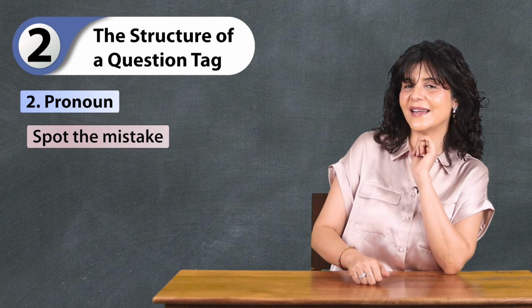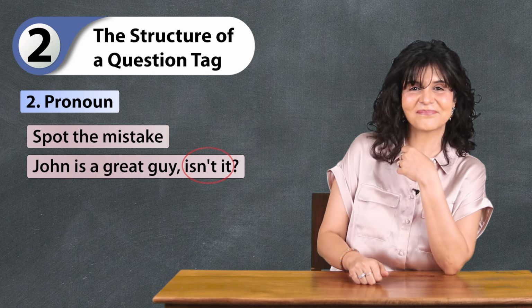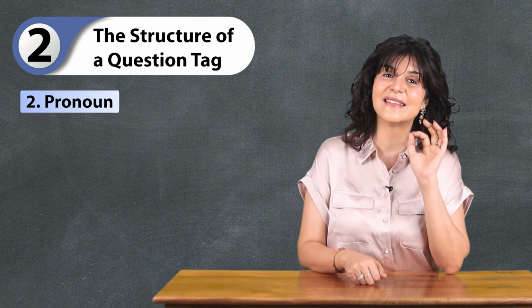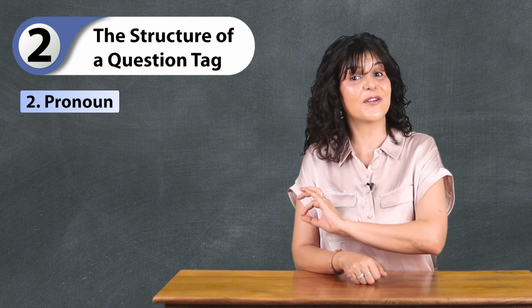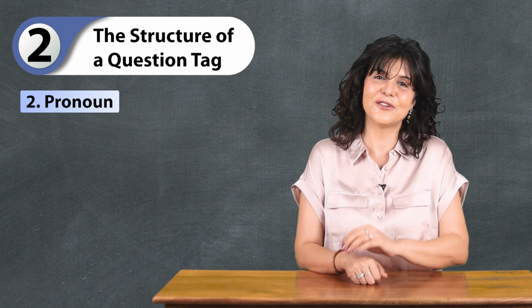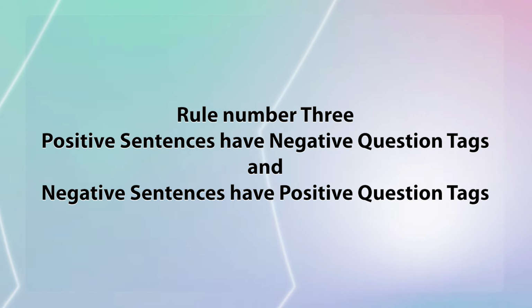Now spot the mistake in this sentence. John is a great guy, isn't it? John is a great guy, isn't he? The subject of the main sentence is John, so the pronoun in the question tag should be he, isn't he? Okay, now that you know the basic structure of the question tag, let's move on to rule number 3.